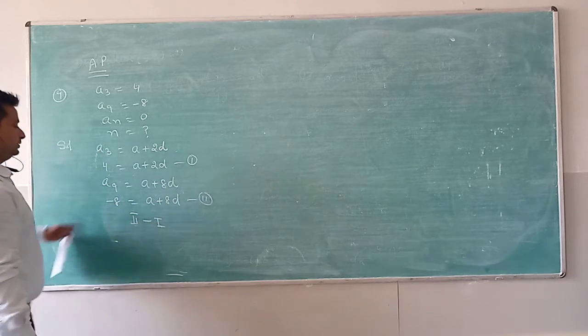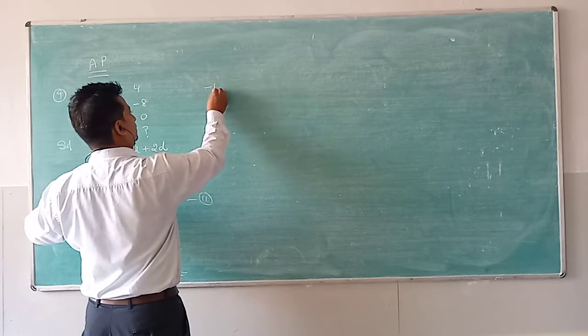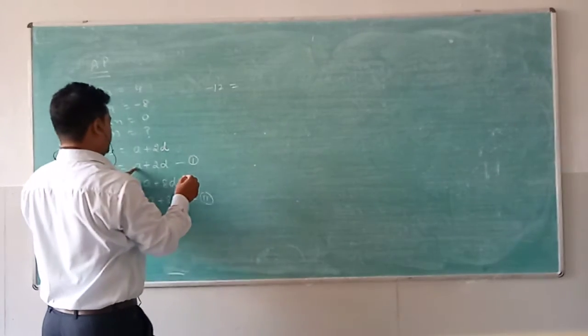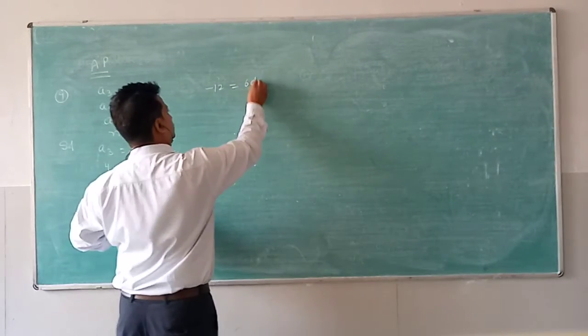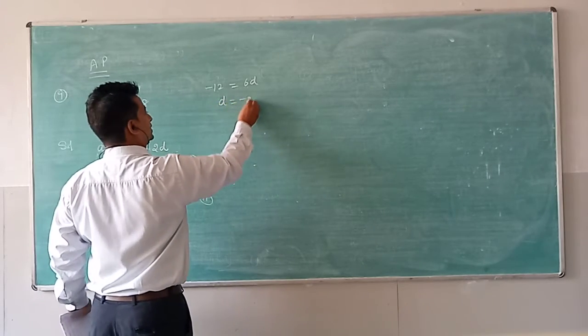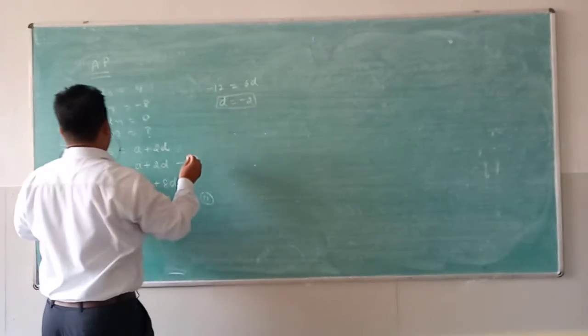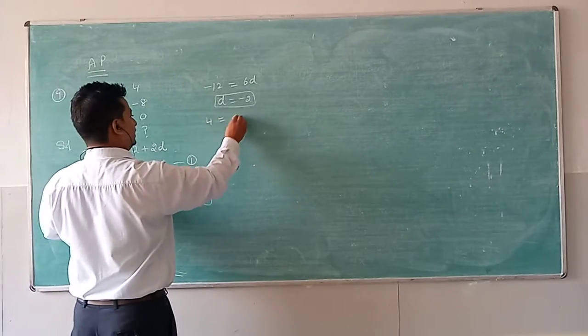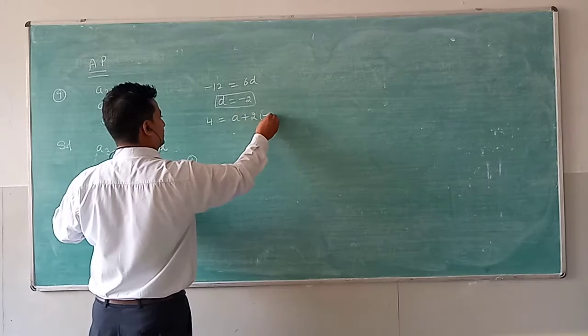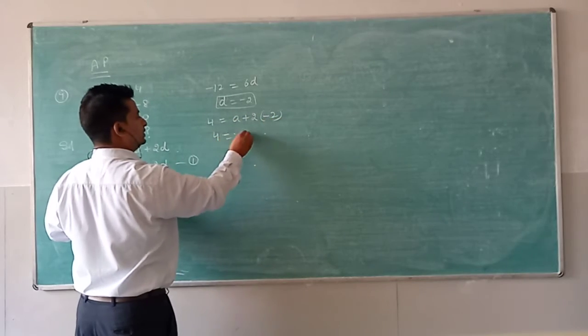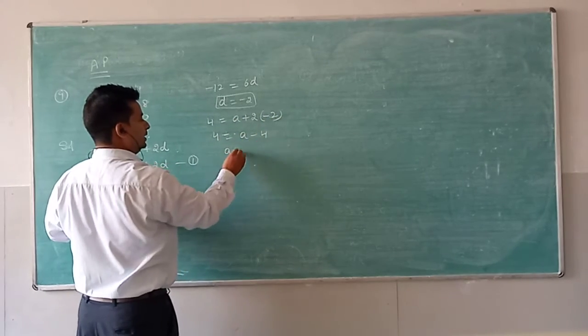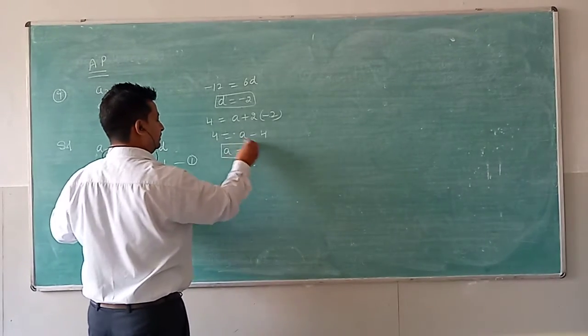Second minus first: minus 8 minus 4 is minus 12. This a cancels out. 6d is minus 12, so d is equal to minus 2. When we put the value of d in equation number 1, with d as minus 2, 4 is equal to a minus 4, and a is 8.